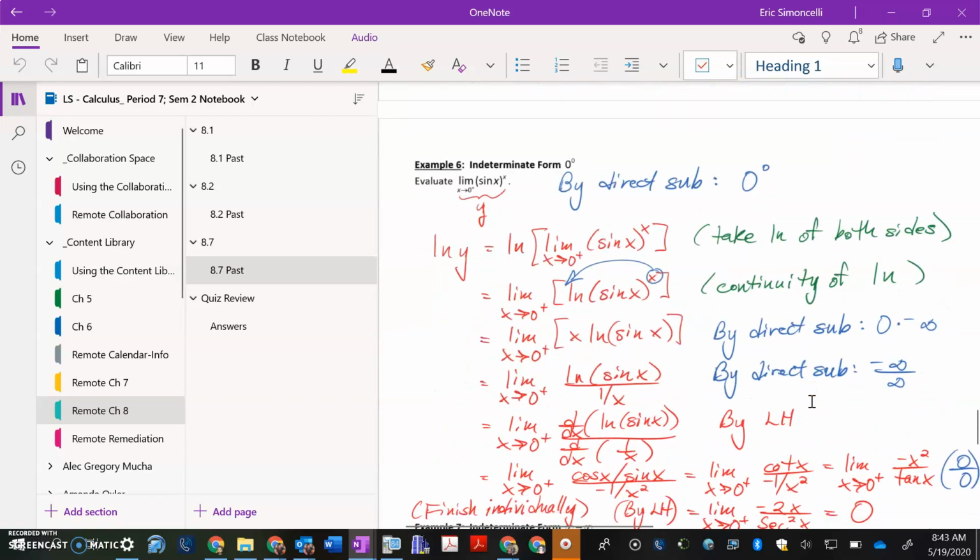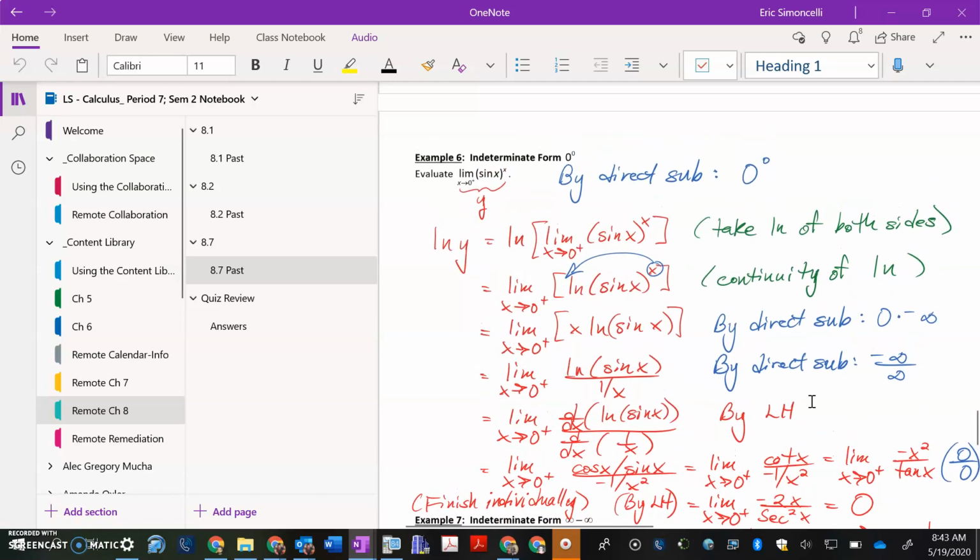So example 6. We'll take a look here. As you can see, evaluate the limit as x approaches 0 from the right of sine of x to the x. Direct substitution yields 0 to the 0. So again, because we want the indeterminate form more specific to infinity over infinity or 0 over 0, we're going to have to do some similar things. Particularly, let's call this entire thing, including the limit, this expression, y.